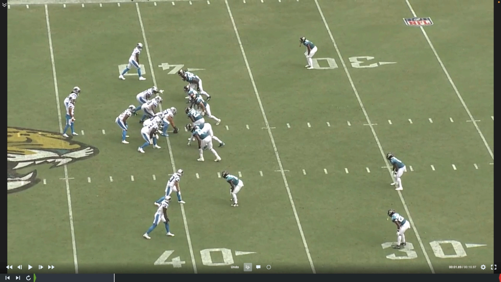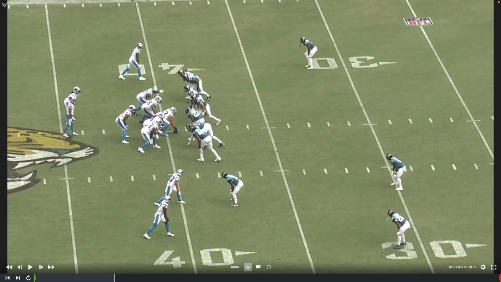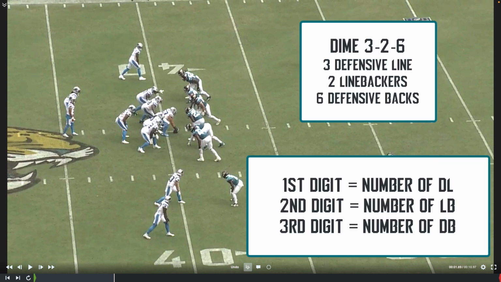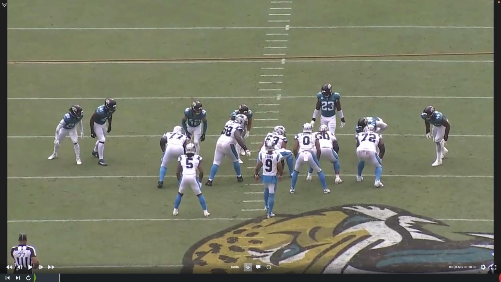All right, so let's talk personnel grouping first. This is the Jacksonville Jaguars in what's called dime personnel. What is dime personnel? It means there are 6 defensive backs on the field. In this particular example, I would consider this dime 3-2-6, meaning 3 defensive line bodies, 2 linebacker bodies, and 6 defensive back bodies, right? So here's Trayvon Walker, there's 1 D-line body. All right, here is 2 D-line body, Eric Armstead, and then here is 3 D-line body up here, Josh Allen. Let's go to this view so you can see.